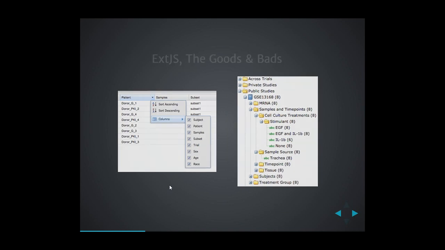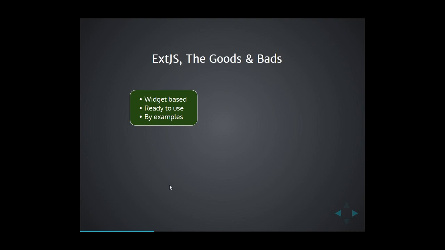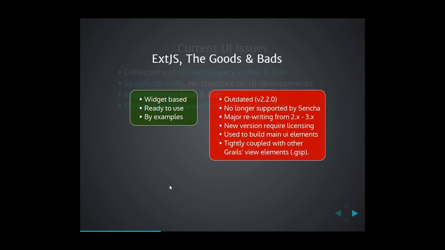So what is ExtJS? ExtJS is an application framework, a JavaScript library that is responsible for building the elements in the UI. As you might already be familiar, the study tree and also the grid are created by the ExtJS library. We really couldn't get away from it because it plays the main role in user behavior when you are doing analysis and processes. So this is the good and the bad of ExtJS.